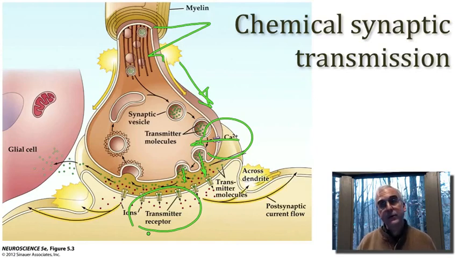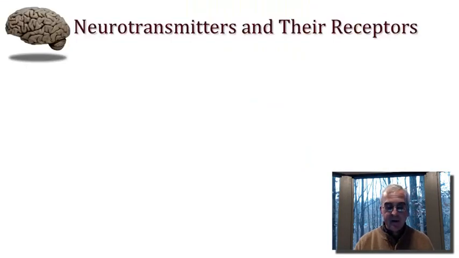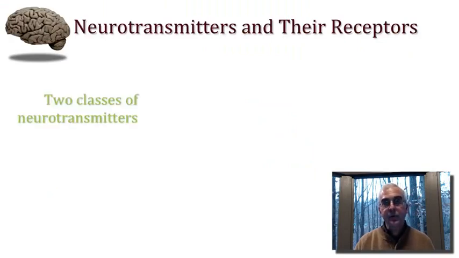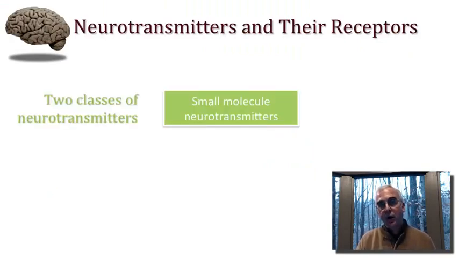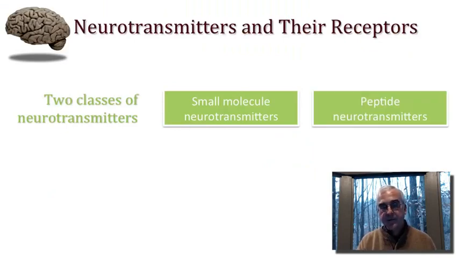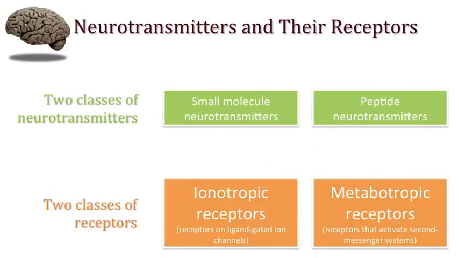And so what we want to understand then are the consequences for activation of a receptor for a neurotransmitter on a postsynaptic cell. All right, so that's the challenge for the day. And I'll just remind you again that we have two classes of neurotransmitters, our small molecule neurotransmitters and then our peptide neurotransmitters. And these classes of neurotransmitters interact with two broad classes of receptors.